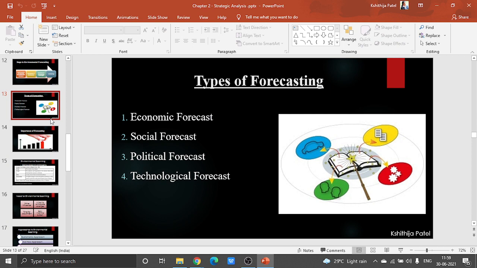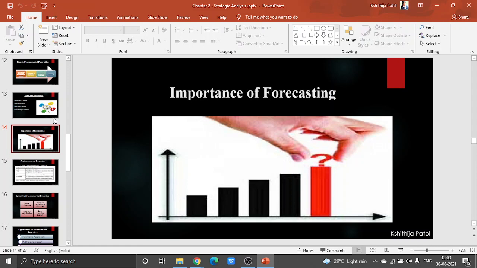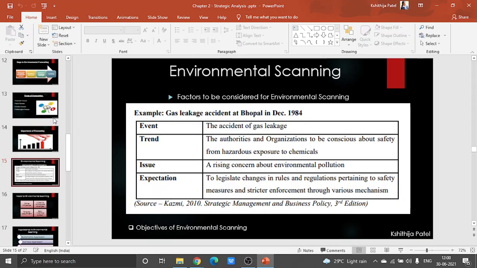So, now in our last session, we had discussed types of forecasting, that is, economic forecast, social forecast, political forecast, and technological forecast. And we had discussed the importance of forecasting. Then we discussed the environmental scanning and the factors we have to consider for environmental scanning. And we said that there are four factors that we'll have to consider, that is event, trend, issues, and expectations.